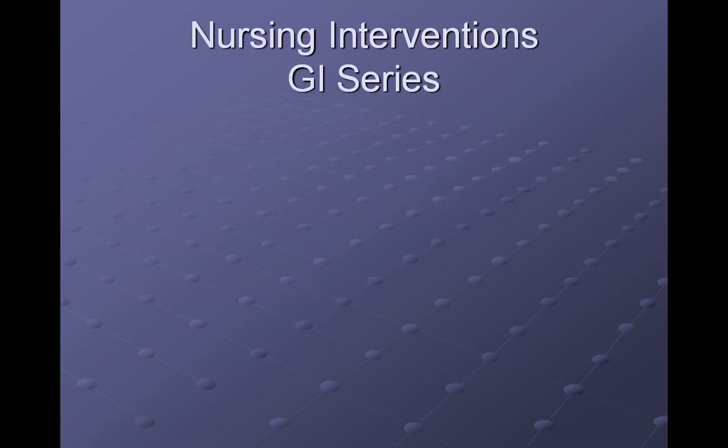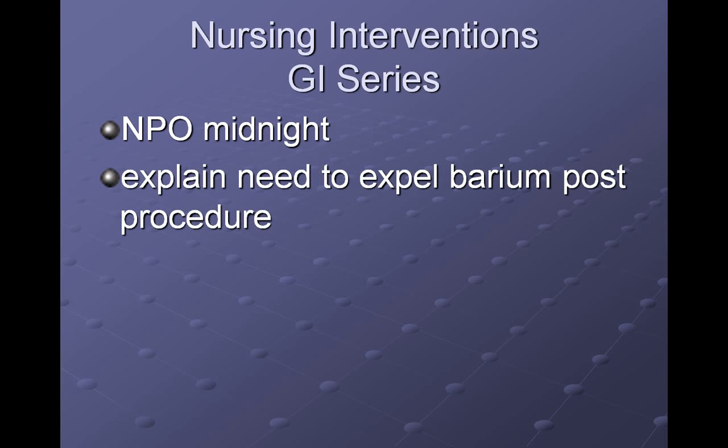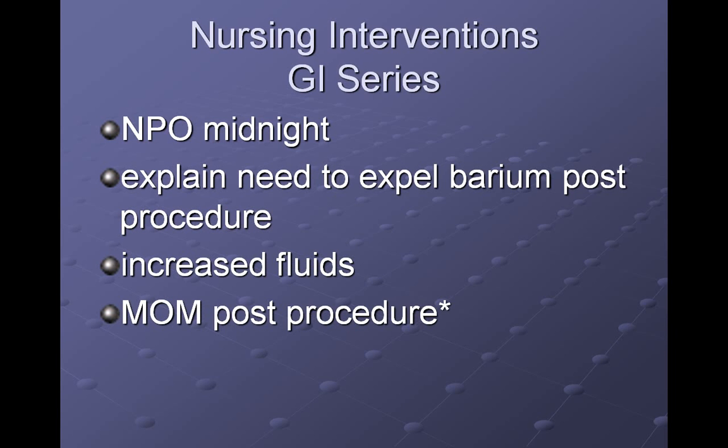You always want to assess whether or not a person has an allergic reaction to any substance that's going to be used as a contrast medium. In preparation for the GI series, the person should be NPO by midnight. Explain the need to expel barium post-procedure, and this can be done by increasing their fluids and giving them milk of magnesia post-procedure.